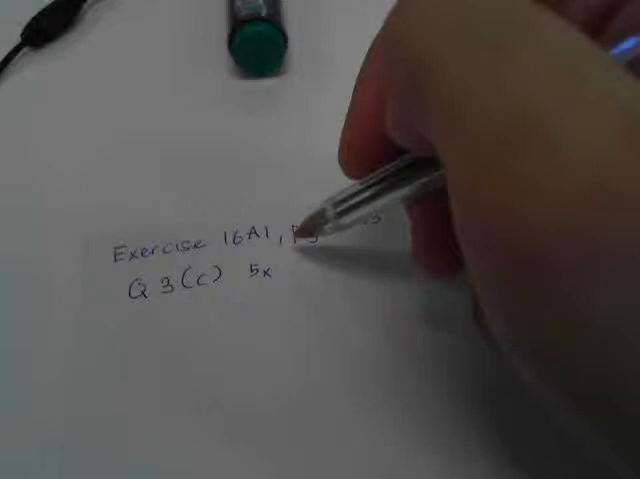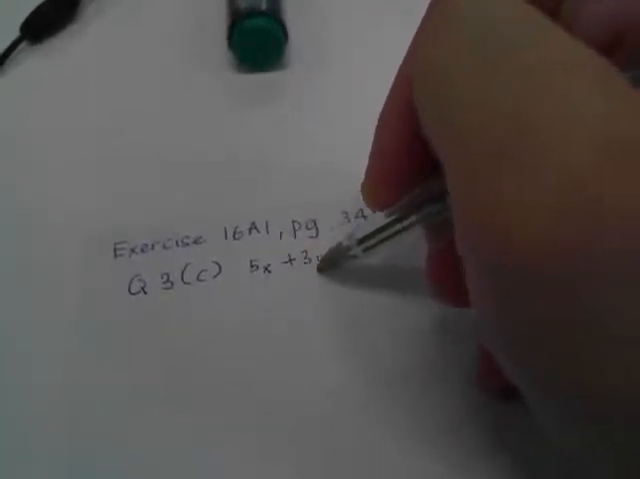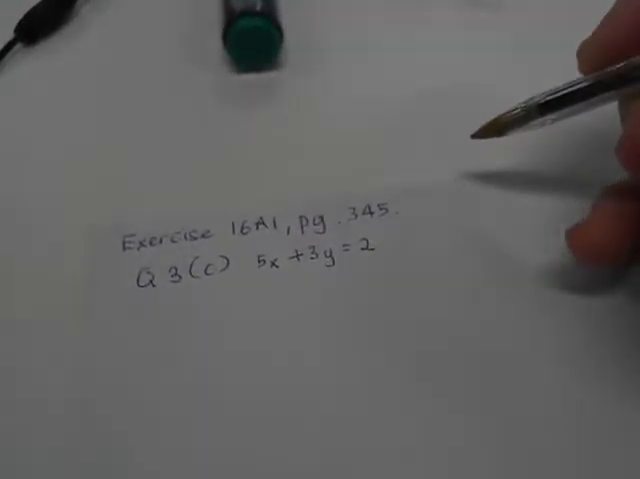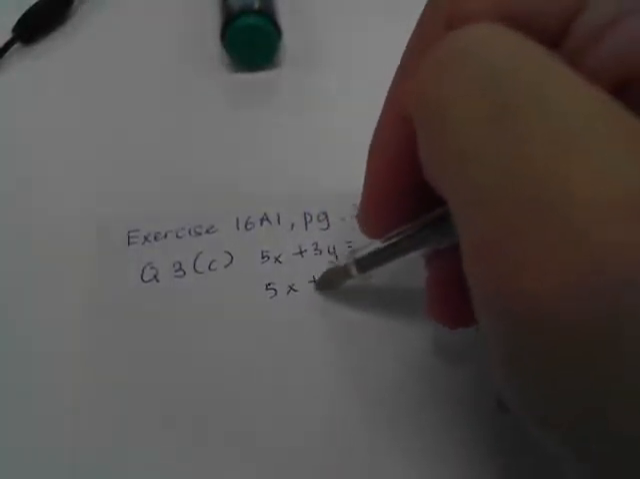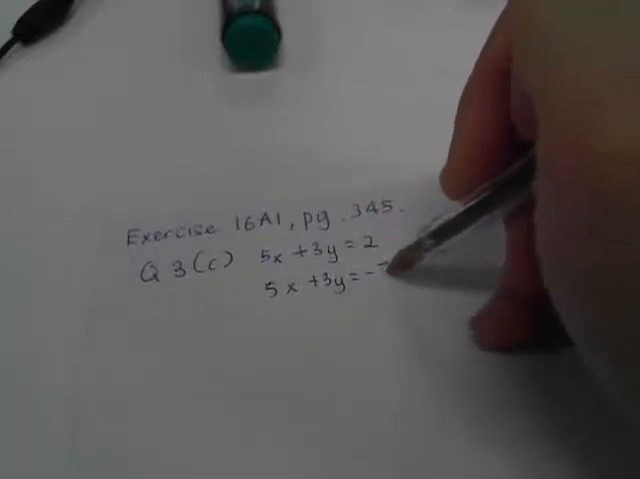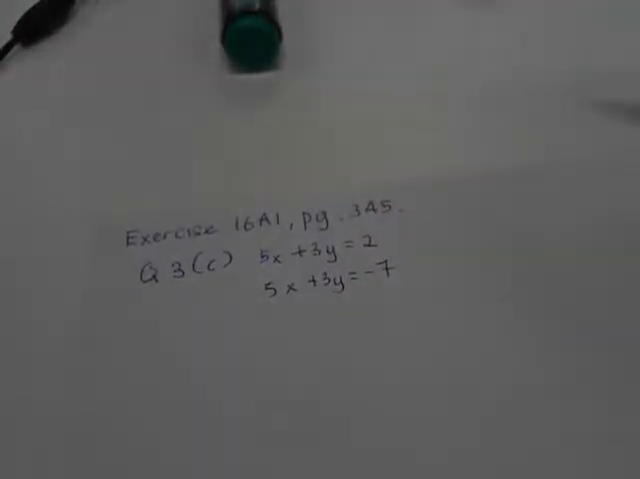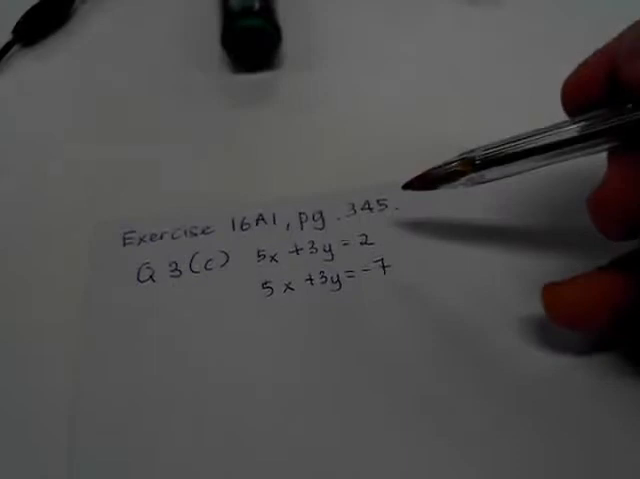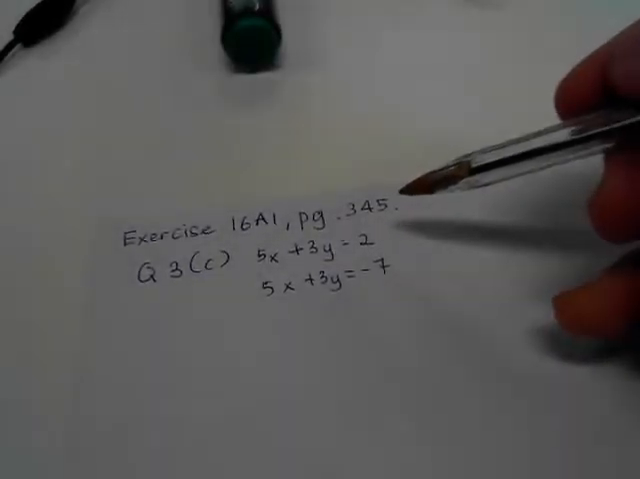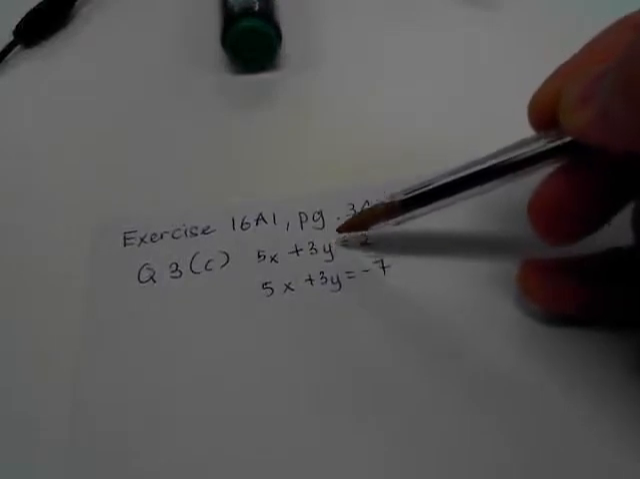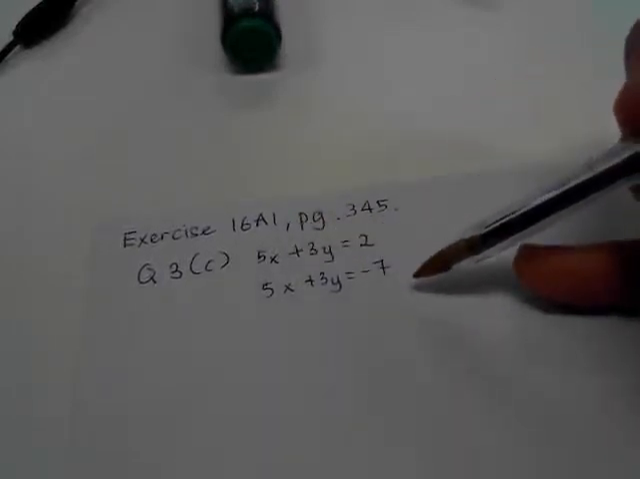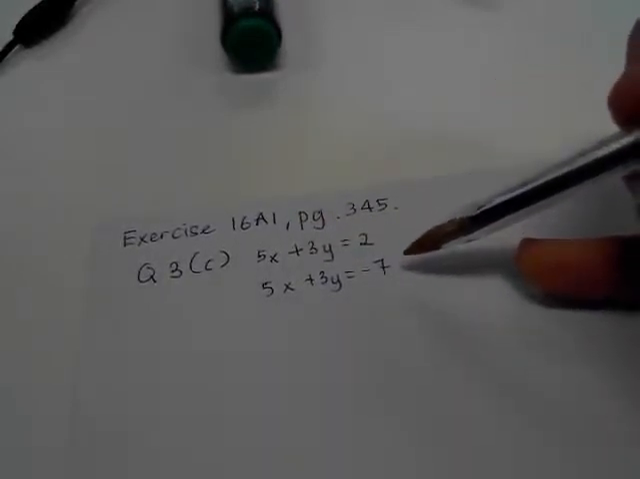Alright, so exercise 16A1: 5x + 3y = 2, and also 5x + 3y = -7. Now if you compare these two, let's try the substitution method. We can definitely rearrange the equation, but it's going to be too tedious because you're given this in the general form. The next one is to try to eliminate.